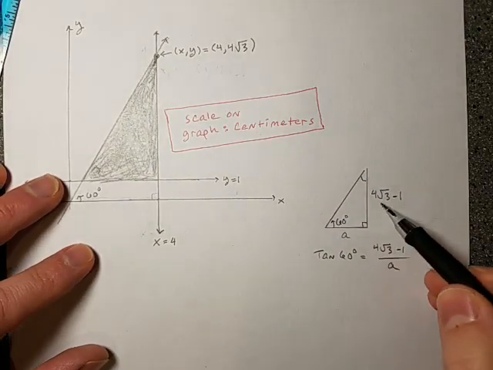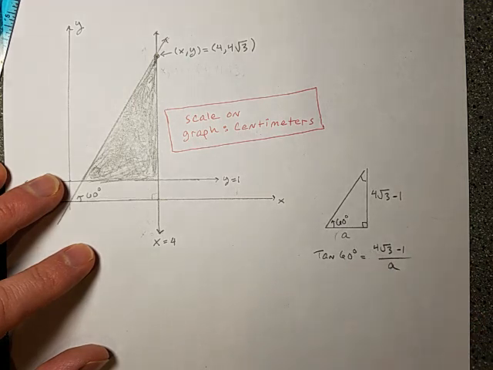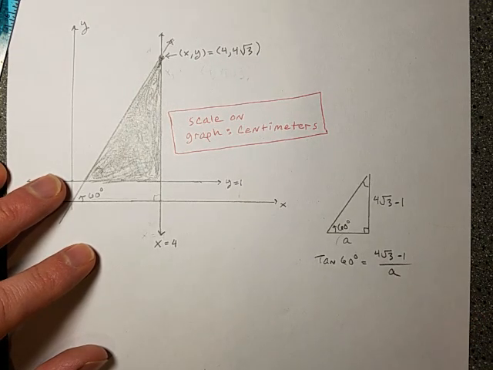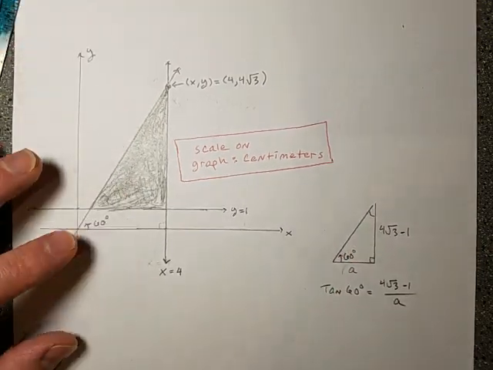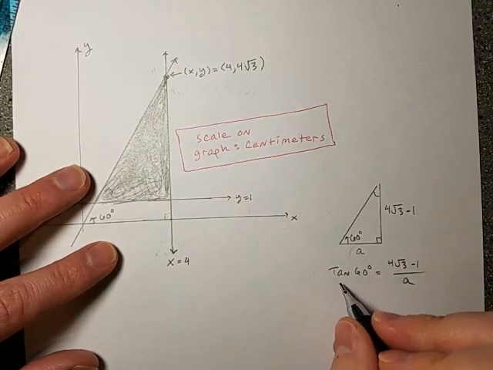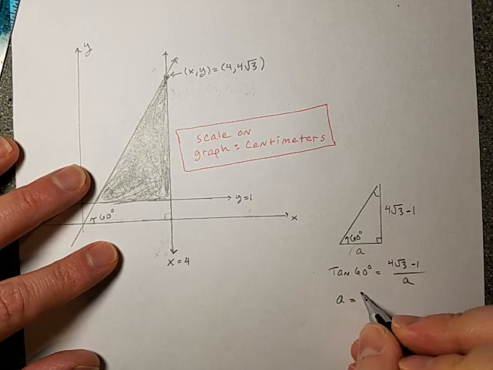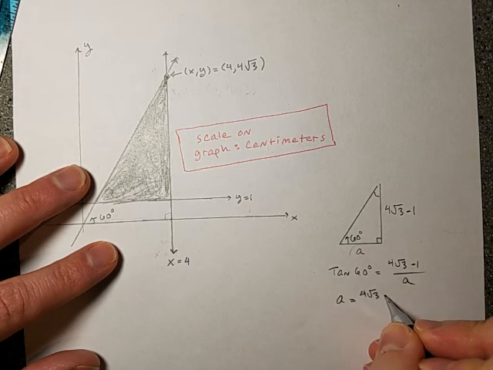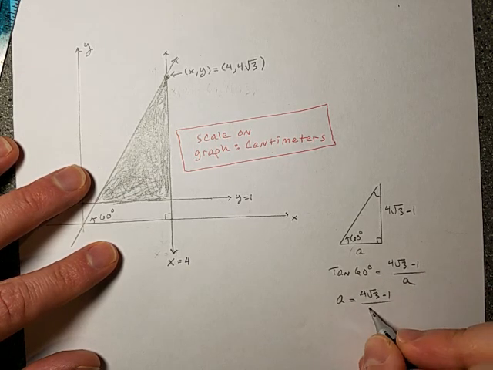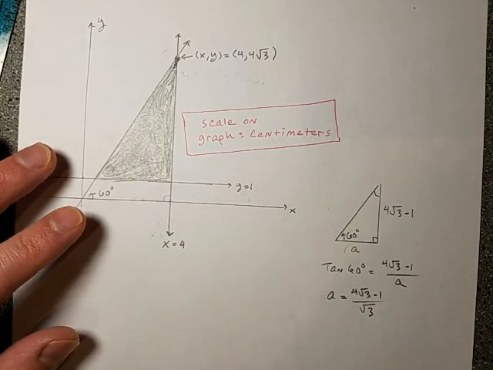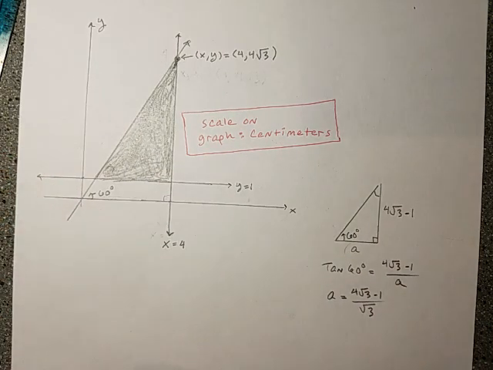I know the angle, I know the opposite side, and I want to find the adjacent side so that I can find the area, because that's what I'm after. And tangent of 60 degrees is root 3, so that makes A equal to 4 root 3 minus 1 over root 3. Okay? All right, let's reduce that a little bit.